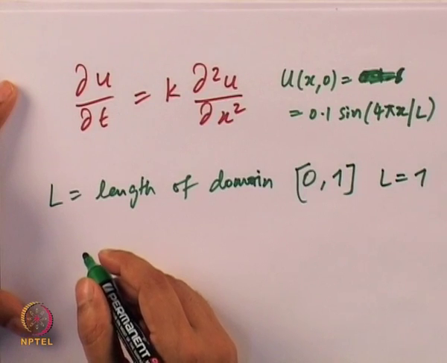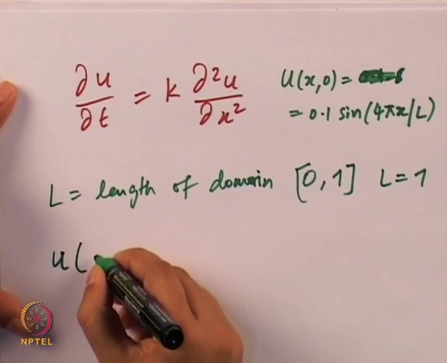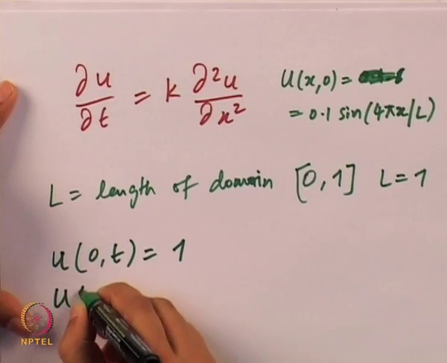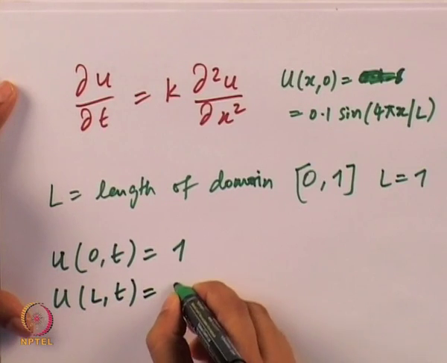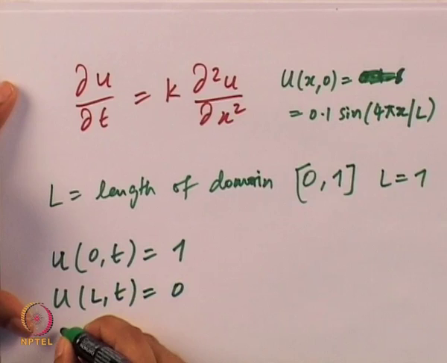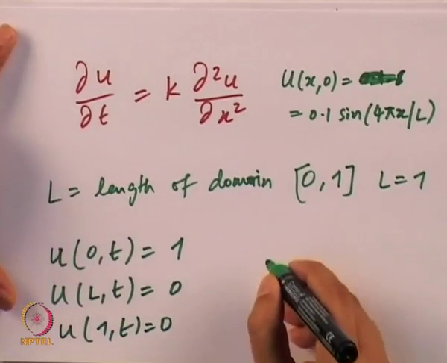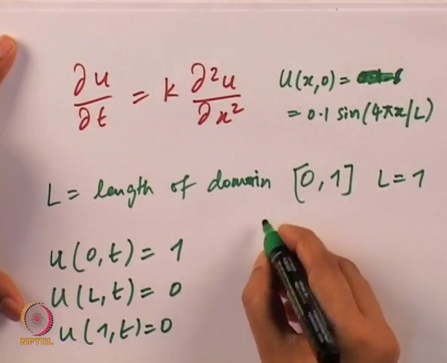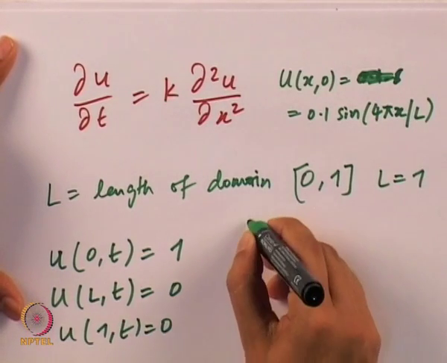And what is also important to know is there is a boundary condition which is nothing but u of 0 comma t is going to be 1 and u of L comma t is going to be equal to 0. So L is equal to 1, so we can write u of 1 comma t is equal to 0. So if you look at this problem, what you will have is some initial condition, certain patterns. The pattern is going to have 4 pi x by L as the value.